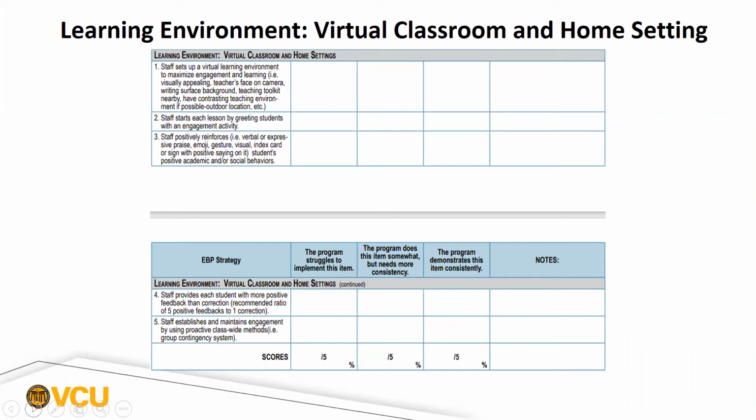I really like number 4 on this checklist, that talks about staff provides student with more positive feedback than correction. So the recommended ratio is 5-to-1. So are we doing that? Are we aware? Sometimes our students are on mute or they don't have their video on. Are we still checking for understanding? Are we still providing feedback to them as well?